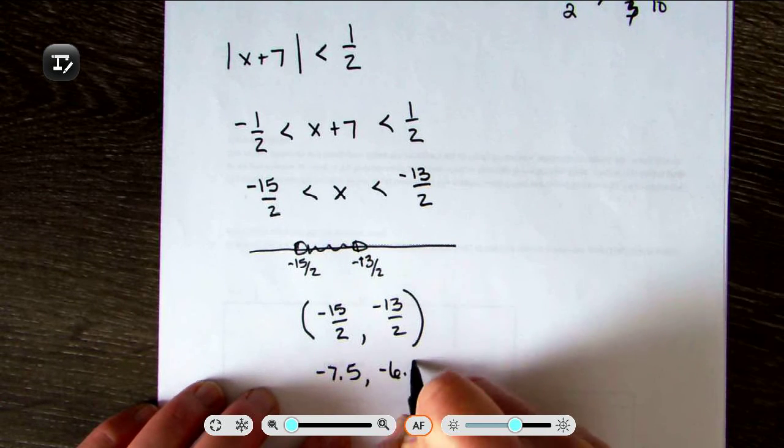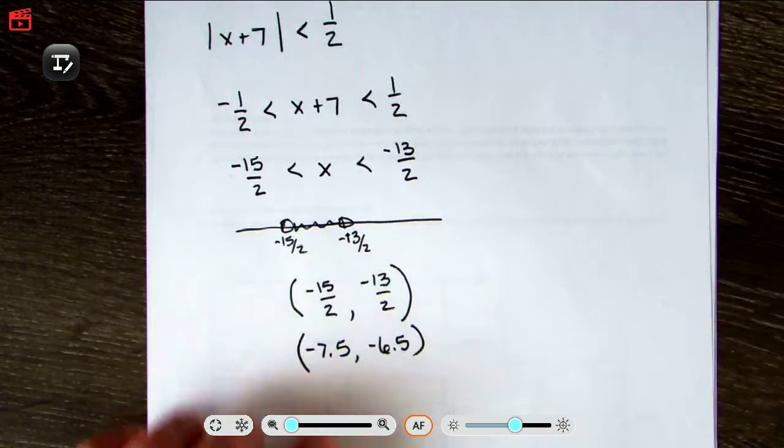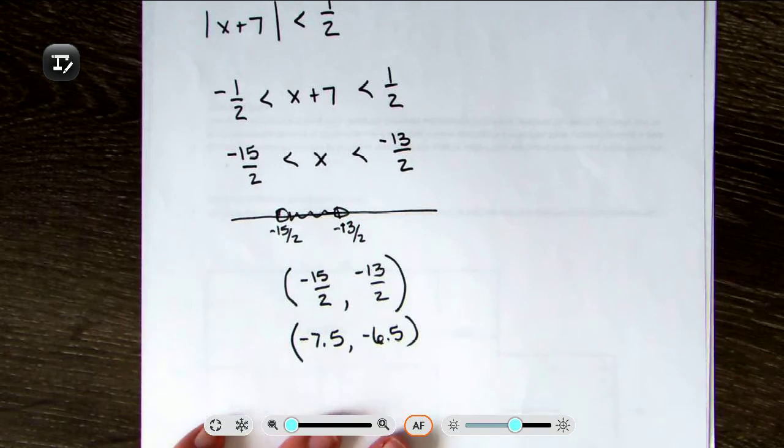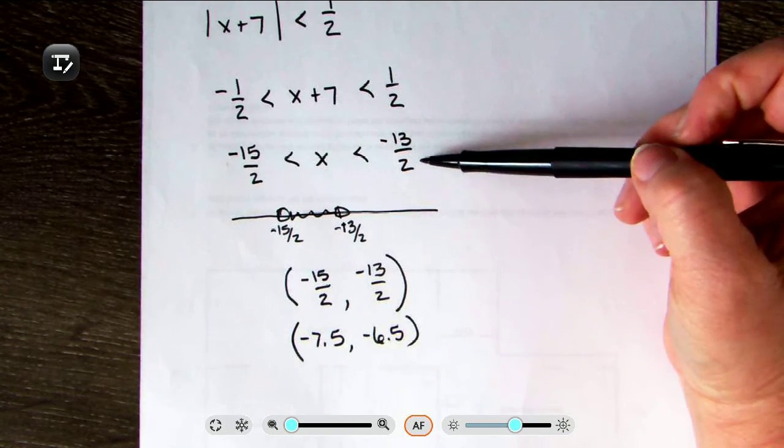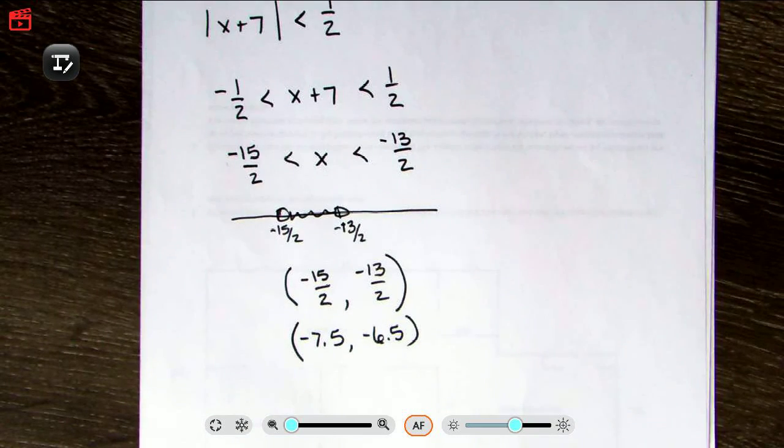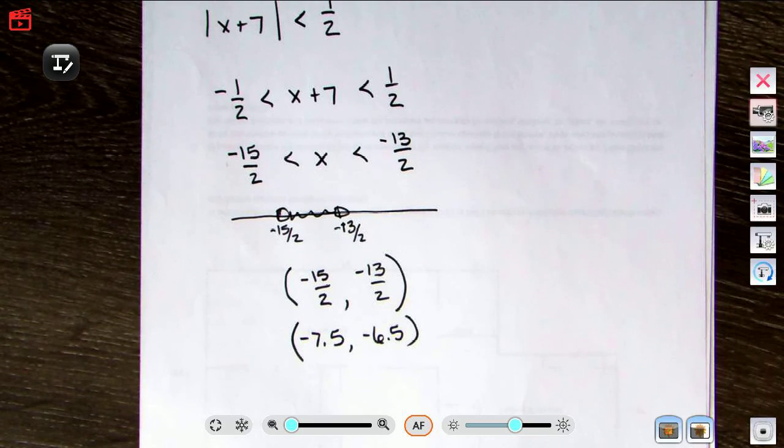If you had preferred decimals, negative 7.5 up to negative 6.5, that would have been acceptable as well. I prefer fractions because a lot of times our fractions are not nice decimals. Sometimes they are, sometimes they are not. Hopefully this reminded you of how to work with absolute value and inequality statements. There are more practice problems in the textbook as well as out there on our WebAssign account. Good luck.